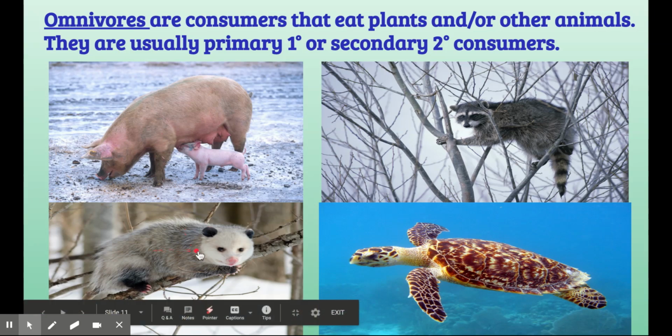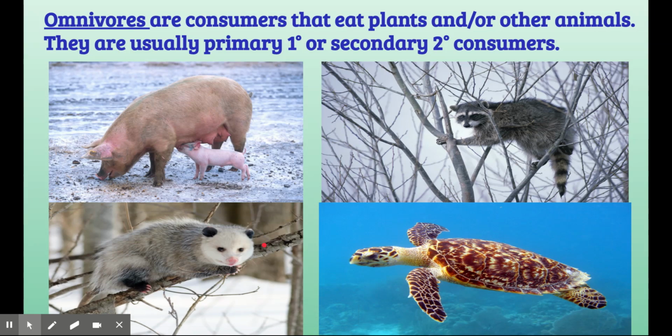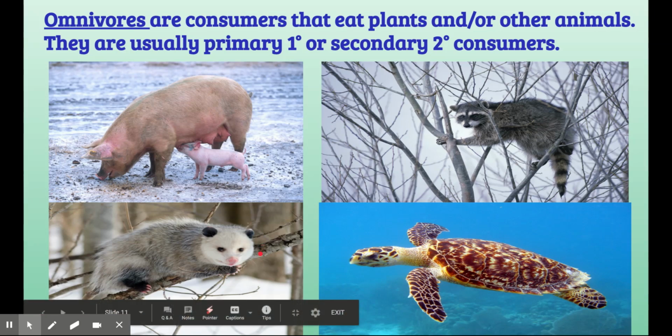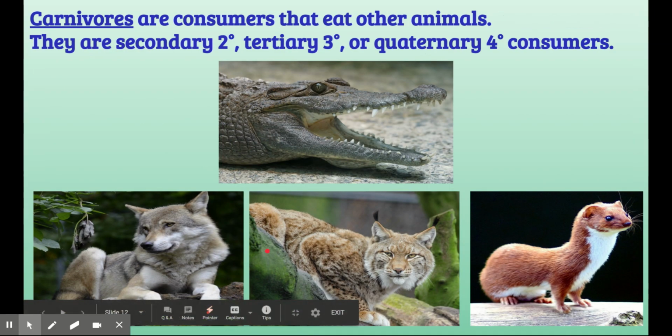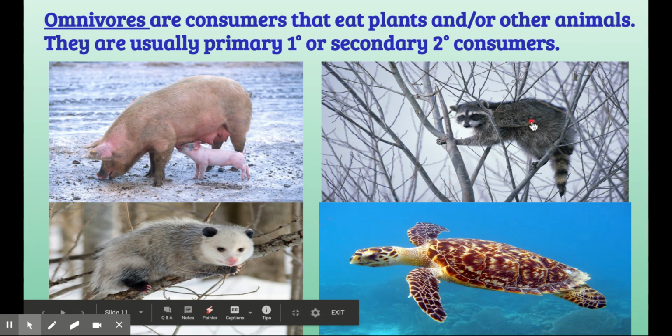Here's a possum. I don't know if you guys have ever seen one of these. They're little nocturnal creatures. They're mainly out at night, and they're very shy, but they look kind of weird, and so sometimes people get scared, but they're actually more scared of you than you are of them. Then raccoons are another example of an omnivore.